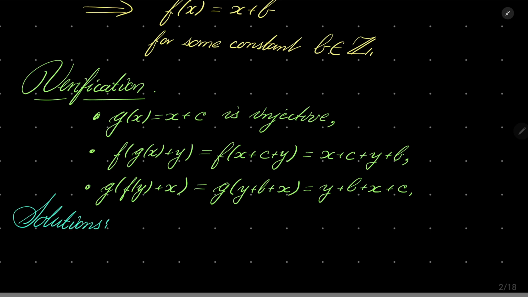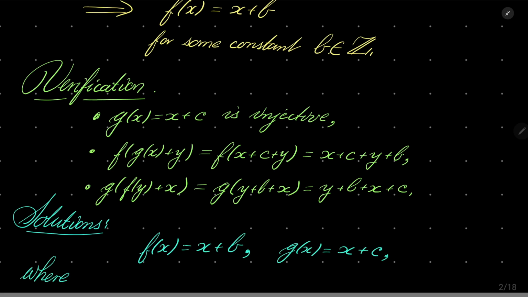So our solutions, summing up: f of x equals x plus b, g of x equals x plus c, where b and c are arbitrary integers. And that closes our problem.